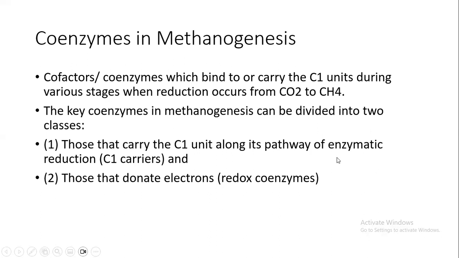During the methanogenesis process, two categories of cofactors are required. First are known as the C1 carriers, and the second are those that will provide the electrons. The C1 carriers are the ones that are bonded with the different forms of intermediates that are formed during the reduction of carbon dioxide to methane, while the second category, the redox coenzymes, will provide the required electrons for the reduction process.